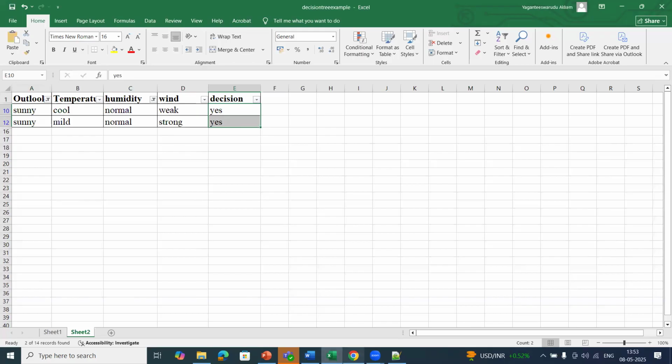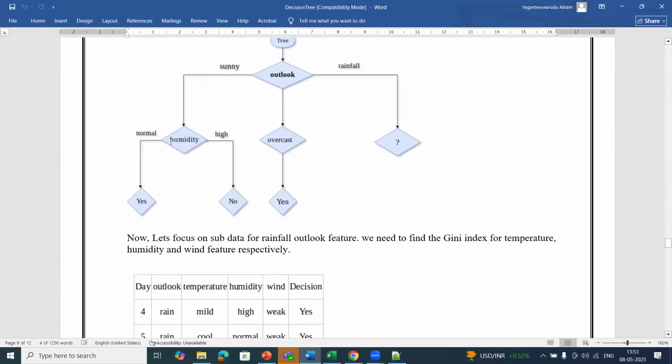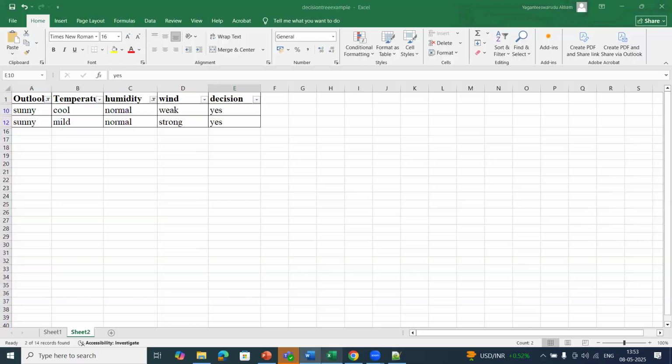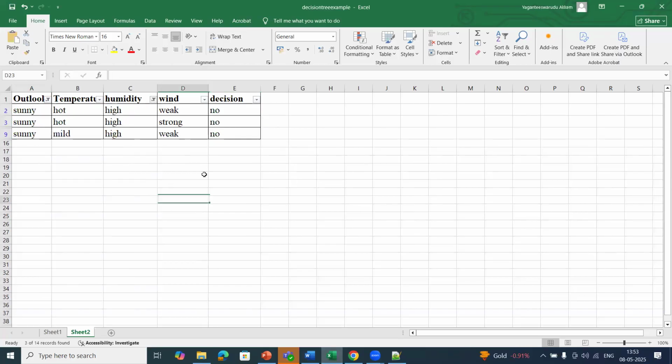That's why I'm finally taking the leaf node as yes. If humidity is normal, yes. And if humidity is high, no. In case, for example, here if I got both yes and no, then again I would need to calculate the Gini index for the remaining features. But here there is no need to do that, because irrespective of other features, my decision is no.